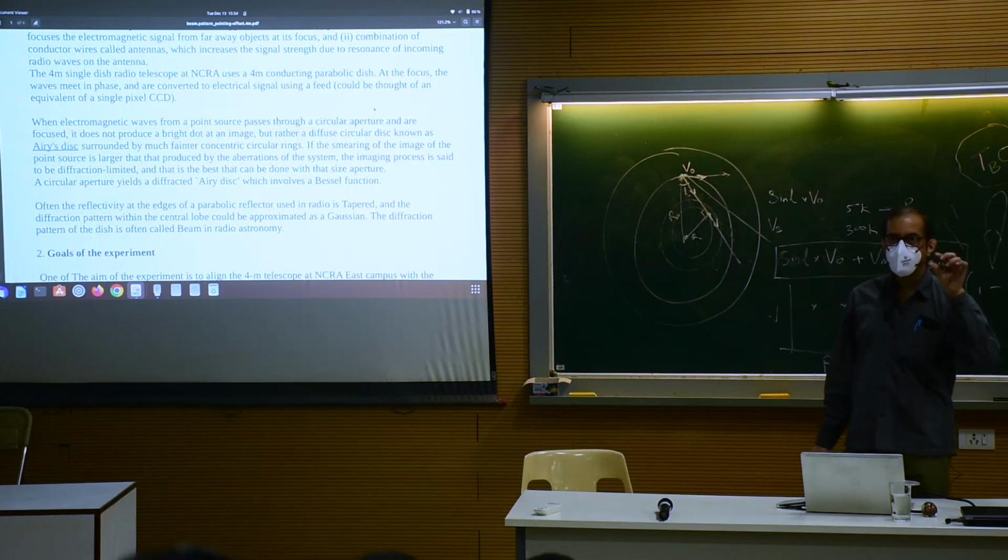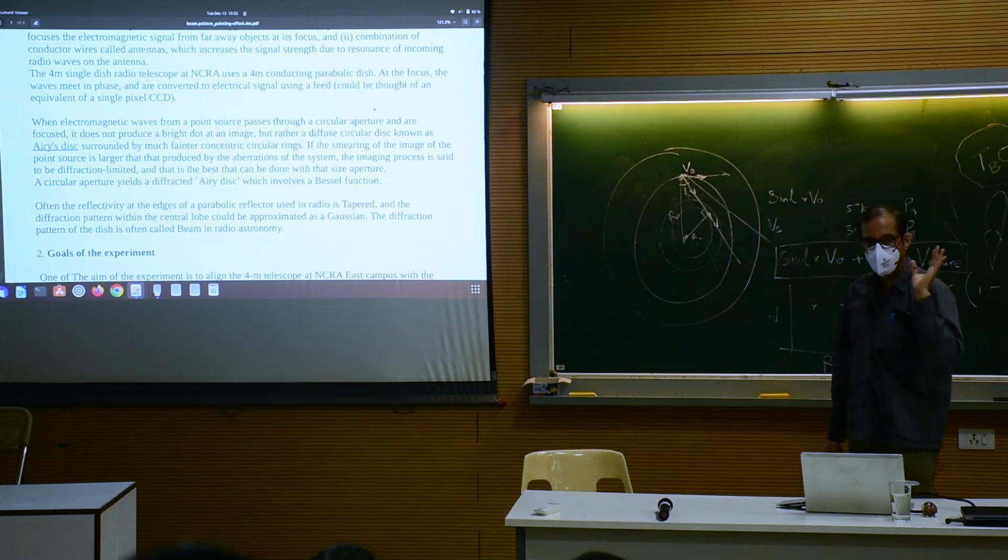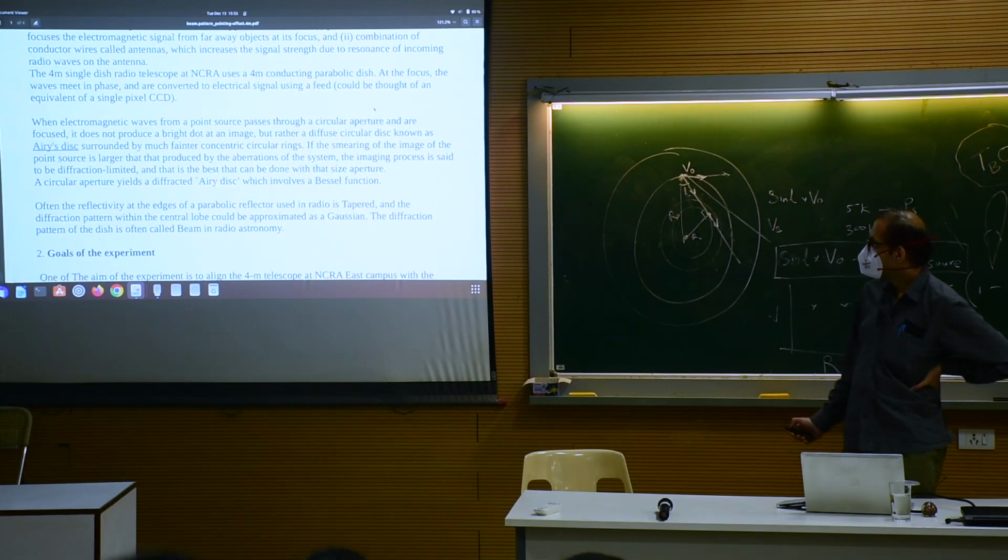Like the parabola, which we are talking of, geometrically it should produce a point source if lambda is infinitesimally small. That does not happen because it will have its own error. Now if those errors predominate, then you are not limited by diffraction, you are not utilizing the telescope at its best. So when you use it at its best, that means the smearing of the image of the point source is not larger than that produced by the aberration of the system, the imaging process is said to be diffraction limited, and that is the best that can be done with that size aperture.